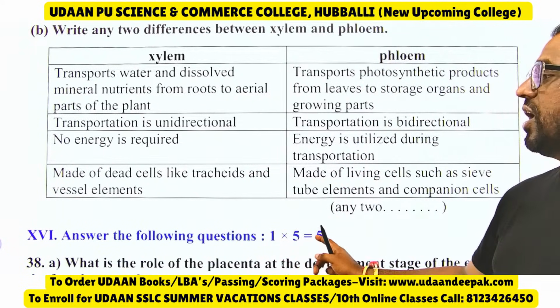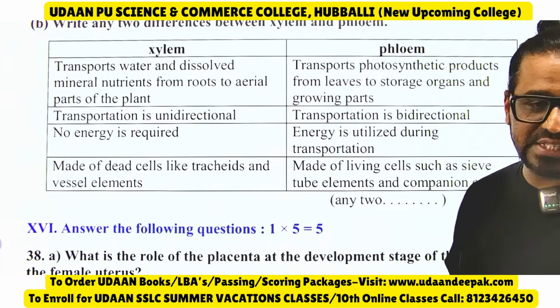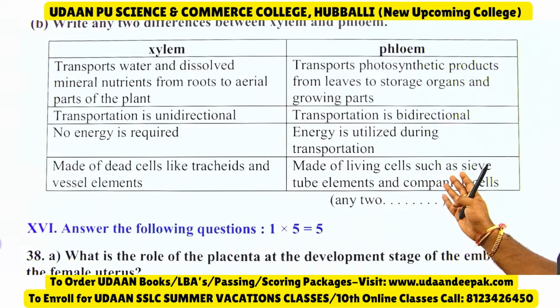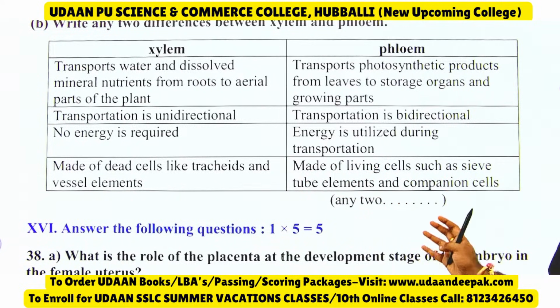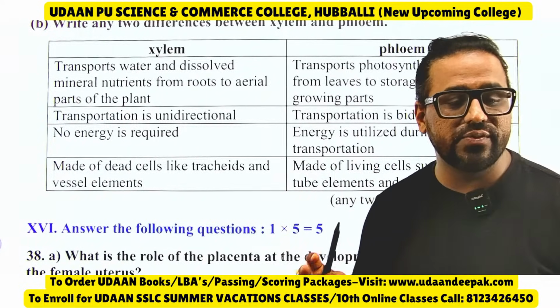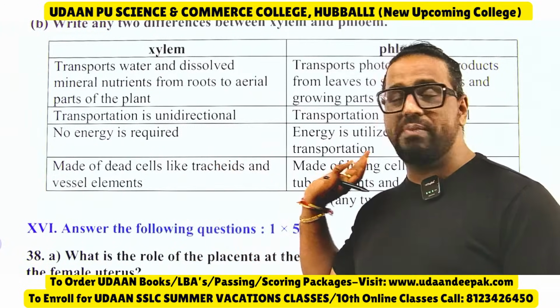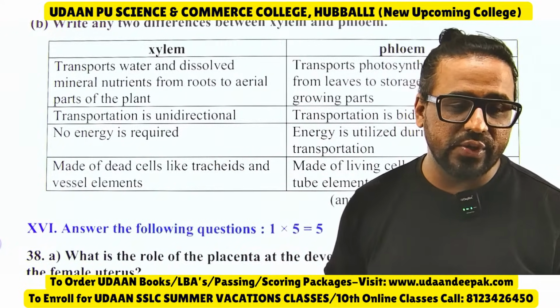Xylem is made of dead cells like tracheids and vessel elements. Phloem is made up of living cells such as sieve tubes, companion cells, etc. Any two you should write in your examination. Here active transport and passive transport, that also you can write.